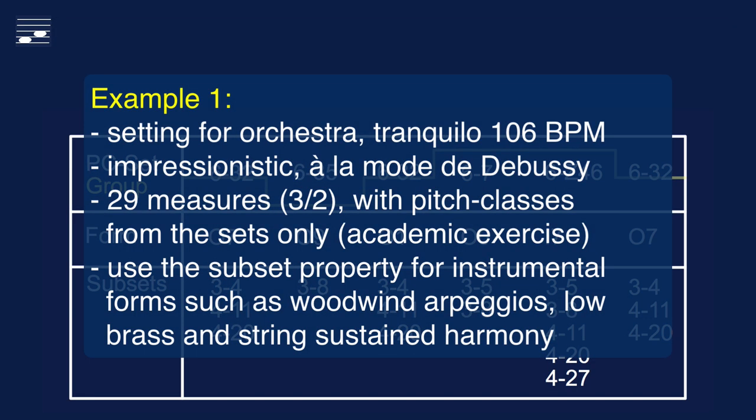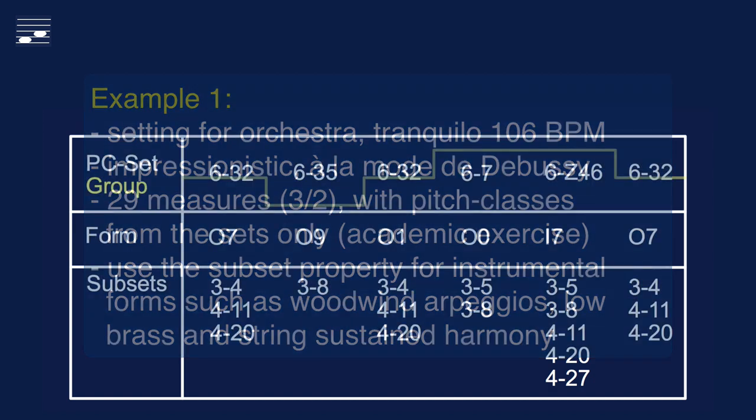I'll turn this progression into an orchestral setting, a quasi-impressionistic mood piece with a Debussy flavor. I will use only pitches from the current PC set in order to obtain a clear exercise. In my setting, I will use common subsets in order to create consistency through uniting patterns, such as the woodwind arpeggios and the sustained harmony voicing for low brass and strings.